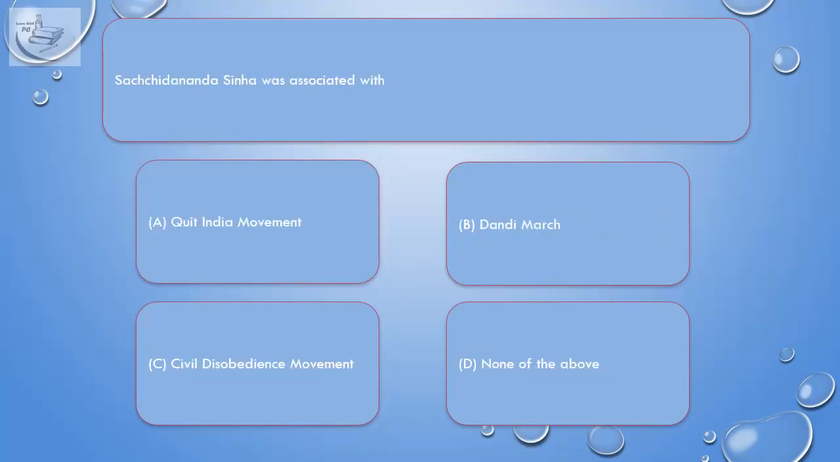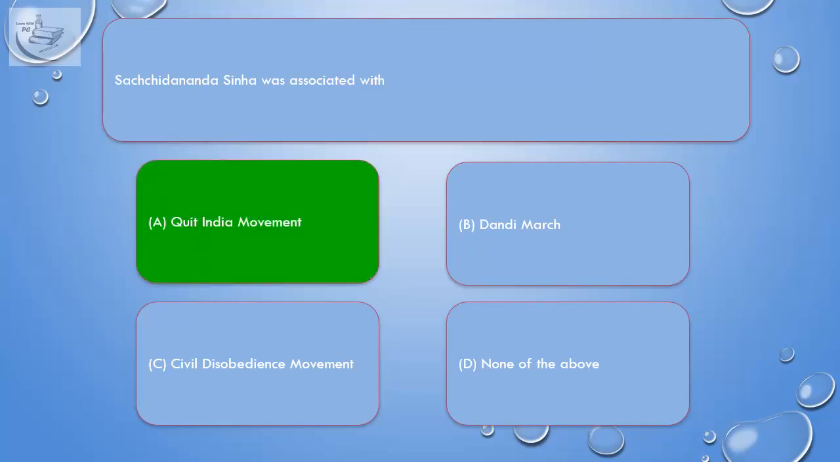Question: Sachchidananda Sinha was associated with A. Quit India movement, B. Dandi March, C. Civil disobedience movement, D. None of the above. Correct answer is A. Quit India movement.